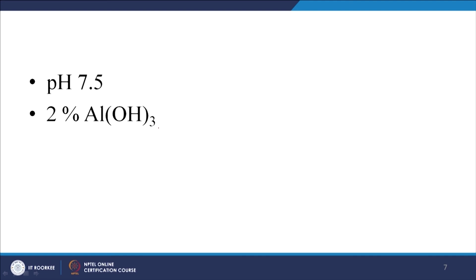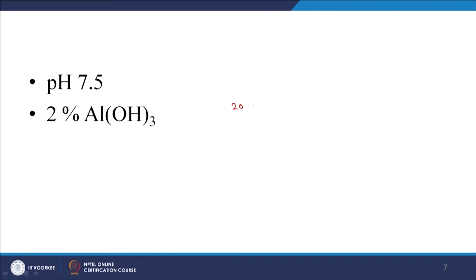Let's also plug this in and see what it transforms into. So 2%, let's say per kg, how much would that be? So 1000 grams, 1% would be 10 grams and 2% would be 20 grams. So 20 grams per liter, that's what 2% Al(OH)3 is.